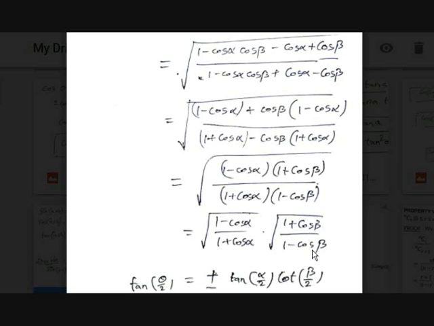Now what is this? How can we prove the question based on this? The square root of (1 minus cos alpha) by (1 plus cos alpha) is nothing but tan alpha by 2, right? What is the square root of (1 plus cos beta) by (1 minus cos beta)? Based on the first one, it is the reciprocal of that, right, but with beta in place of alpha. So it is the formula for cot beta by 2, cotangent beta by 2. And we have square roots, right? So you should keep plus or minus. It can have values either plus or minus. So tan theta by 2 is equal to plus or minus tan alpha by 2 cot beta by 2.